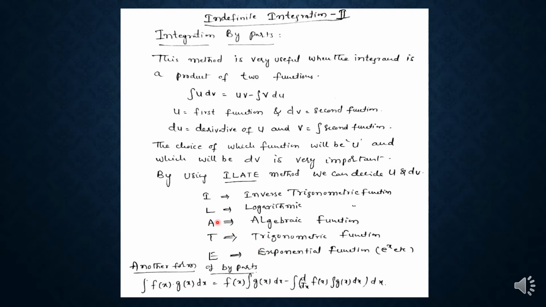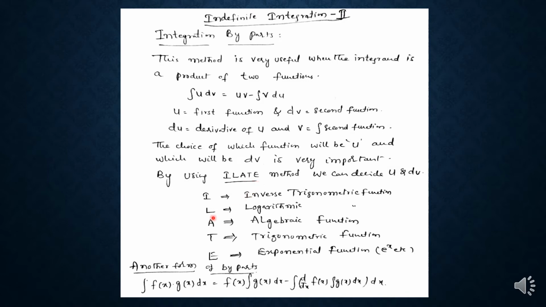Suppose we have an algebraic function and an exponential function. For example, we want to integrate integral x into e power x dx. x is the algebraic function, e power x is the exponential function. So which function is the first function? In the ILATE rule, among algebraic and exponential functions, the algebraic function comes first, then after that exponential comes. So the algebraic function must be taken as the first function u and the second function is the exponential function.